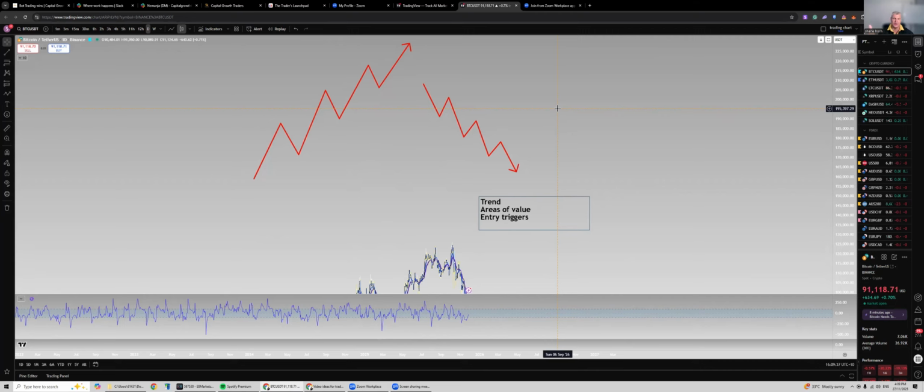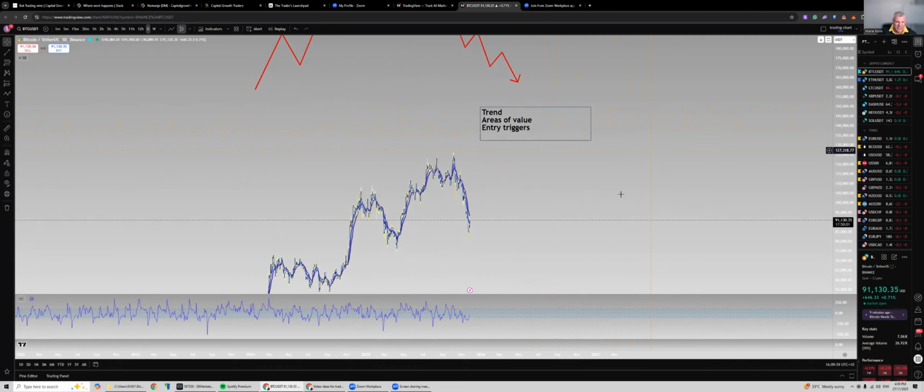Now, if that area of value does get demolished and it continues down to the next one, all I do is just wait until price reaches there, and then I want to see buyers in that area pushing price and holding price there, and then market structure change to show me that we are on the right side of the trend again. This gives me my highest probability trade.